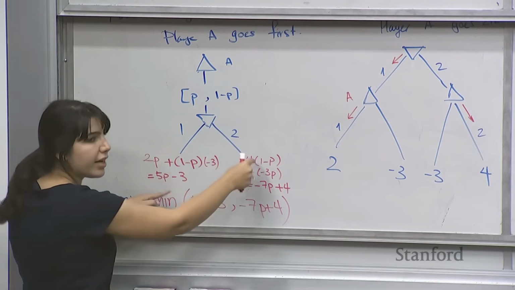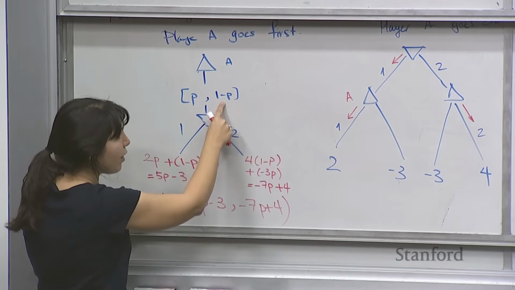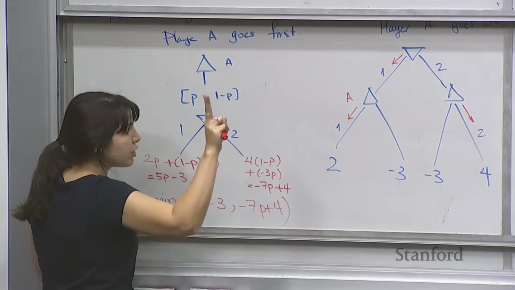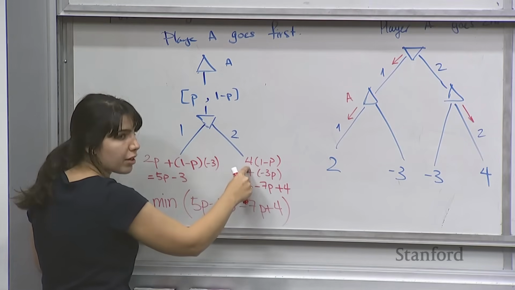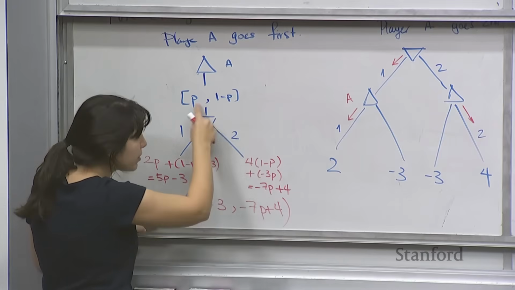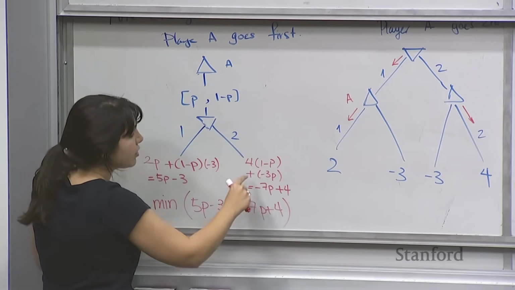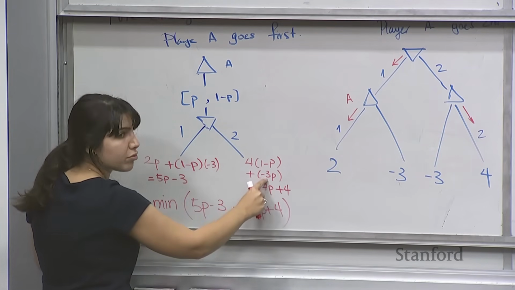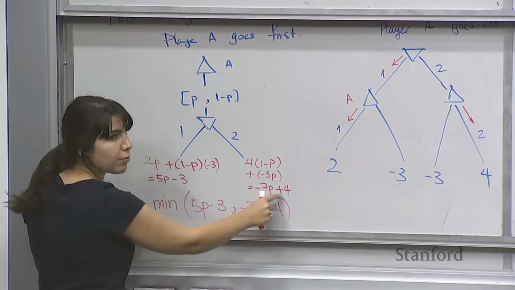Does that make sense? And then for this side, again, with probability 1 minus P, A is going to show me 2. If both of them show 2, I'm going to get $4. That's why it's 4 times probability 1 minus P. With probability P, A is going to show me 1. So that's why I'll lose $3. That's minus 3 times probability P. So that's minus 7P.